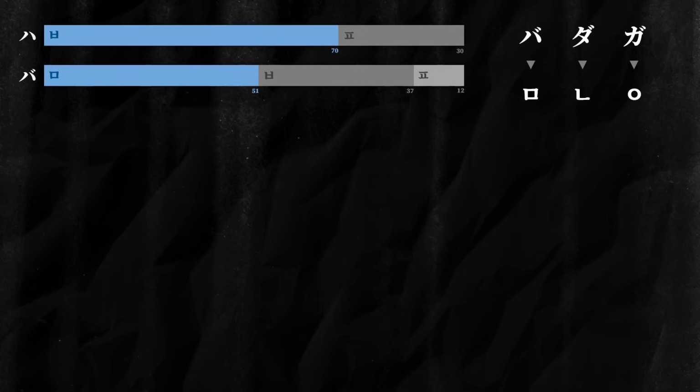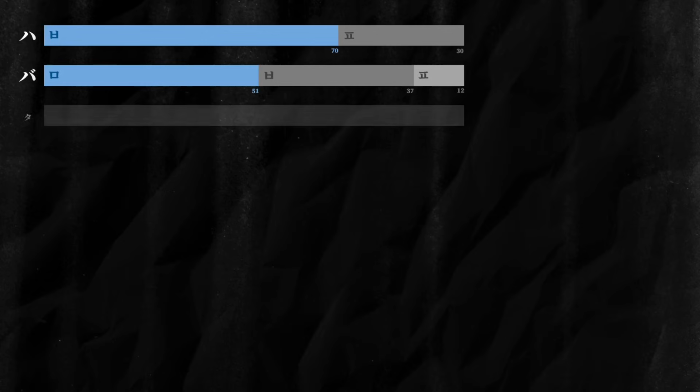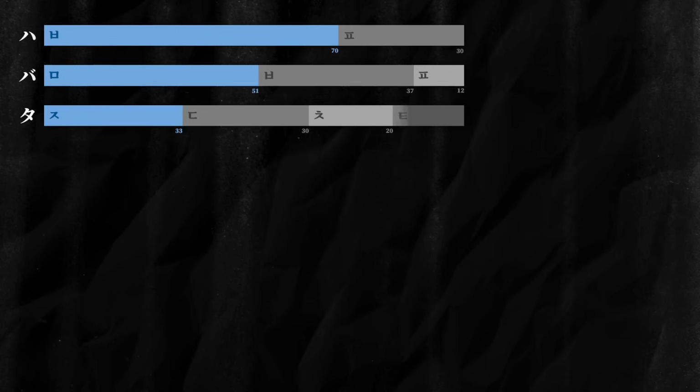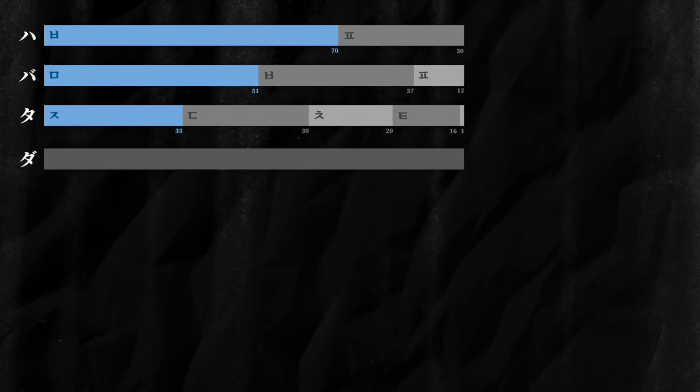Coronal stops are the least predictable by far. T is split almost evenly between 4 Korean consonants, tiet, tiget, tiet, and tiet. I also found 2 characters where it corresponds to nian. D is pretty similar, though the major reading is tiget, followed by tiet, tiet, and nian.